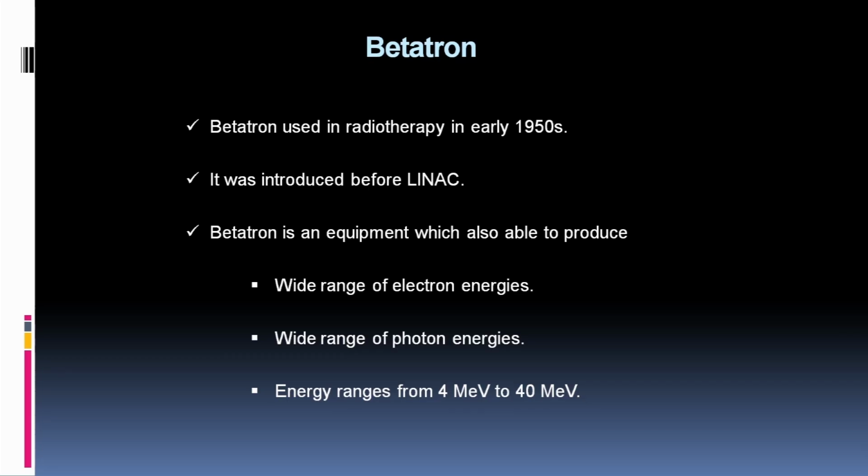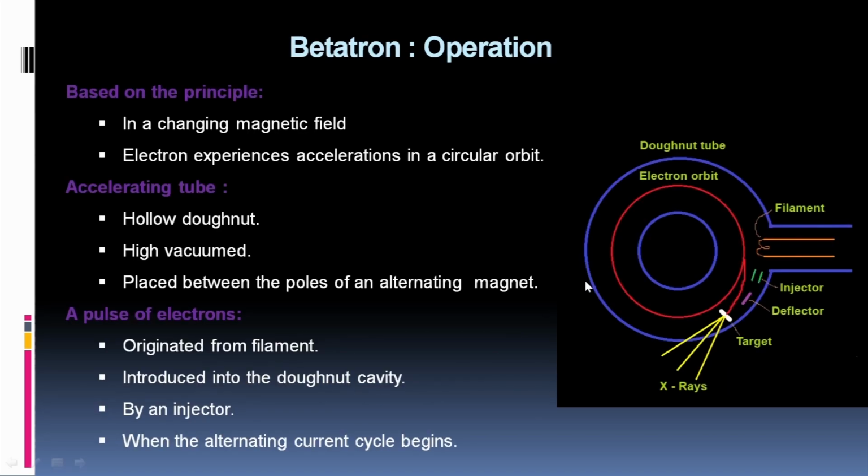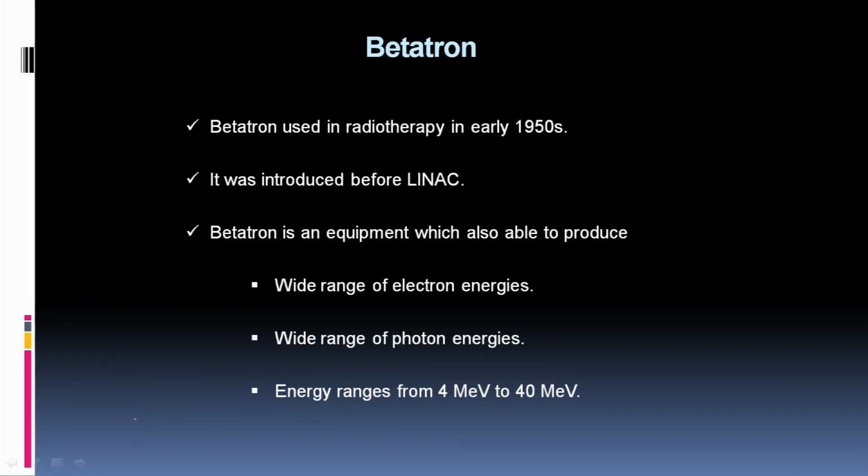Now, betatron was used in radiotherapy in the early 1950s. It was introduced before the linear accelerator, and the betatron is equipment which is able to produce a wide range of electron energies and a wide range of photon energies. The energies range from 4 mega electron volt to 40 mega electron volt. So in principle there is no problem with the betatron, and we will discuss the principle and the limitations of the betatron in the following slides.